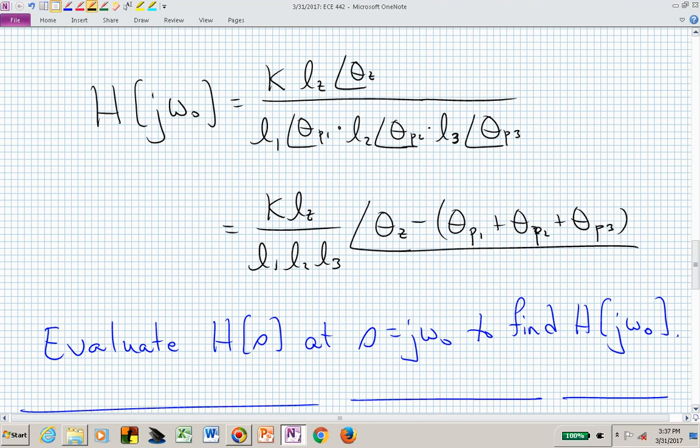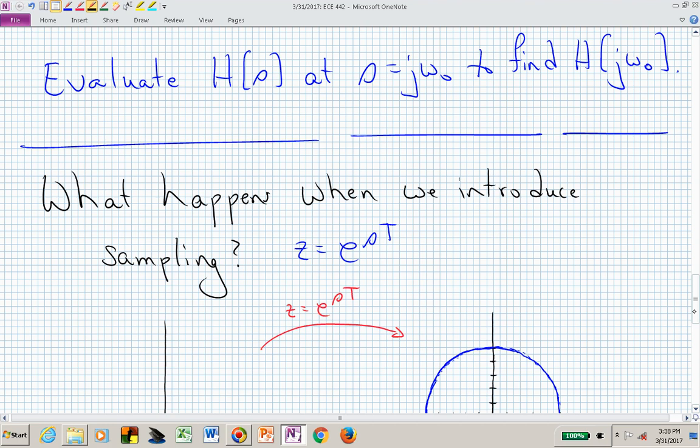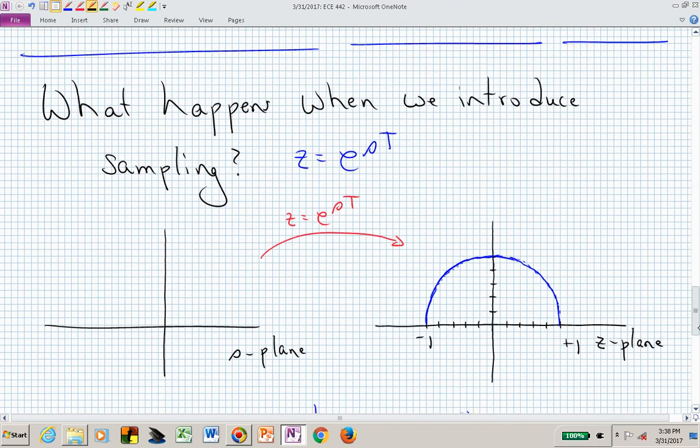And if we wanted to find a specific value of the frequency response at a given frequency, ω₀, then we would plug in a particular ω₀ value. What we want to do is understand how that translates into discrete time signals, or in the digital domain, what we are going to see relative to a frequency response.